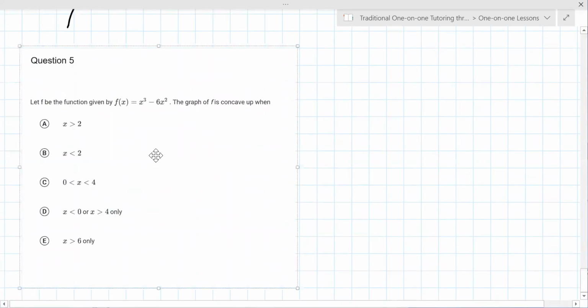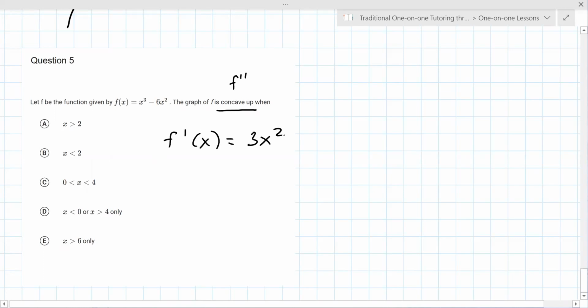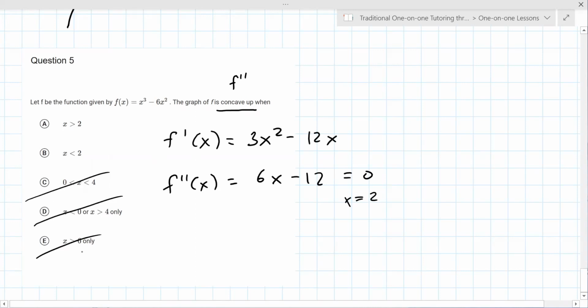Let f be the function given by this, and they want to know where it's concave up. That's the second derivative. So you have to be really fast at taking a first derivative and then a second derivative: 6x minus 12. Set it equal to 0, and you find that's at 2. Since this is multiple choice, you can get rid of those options because they have the wrong critical point.